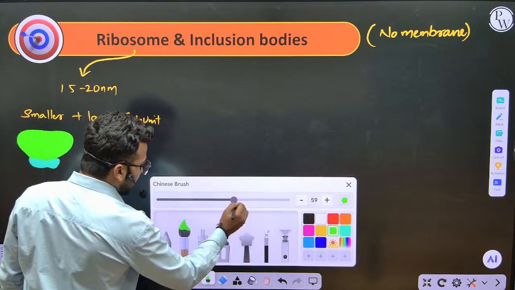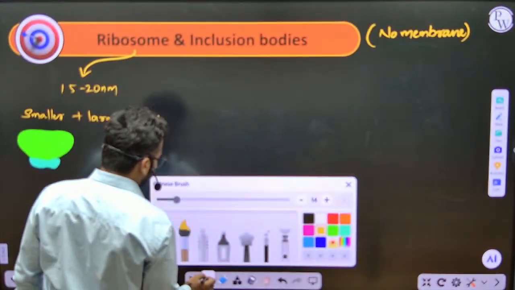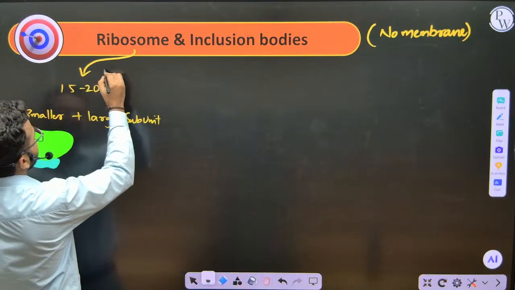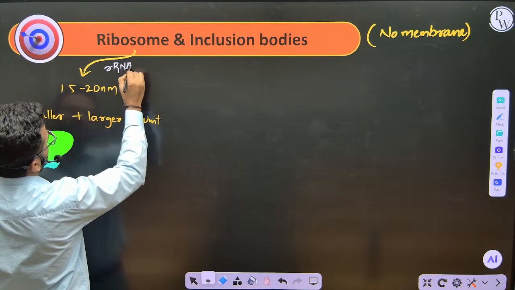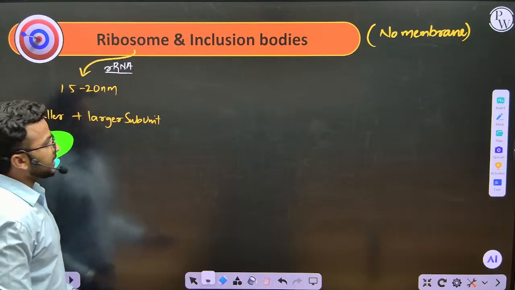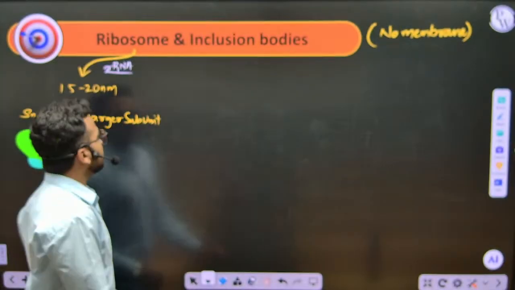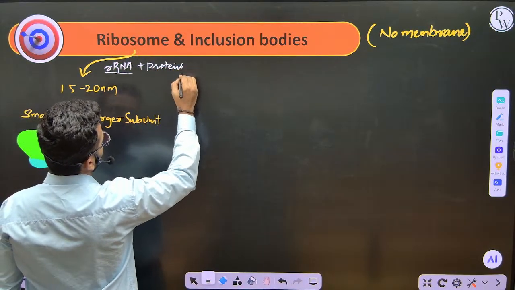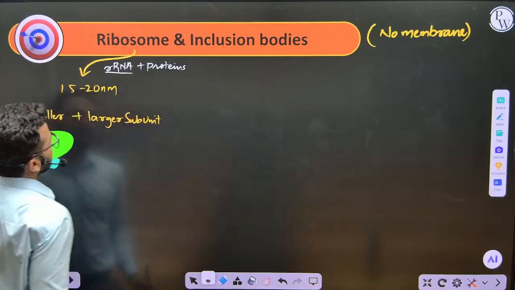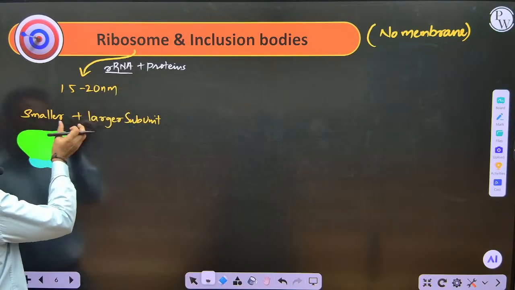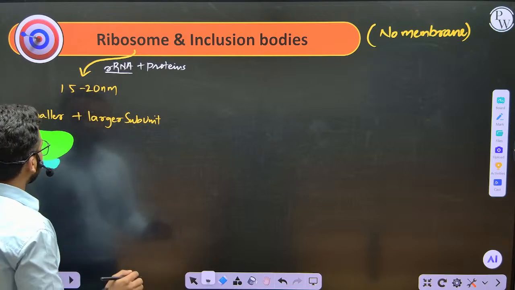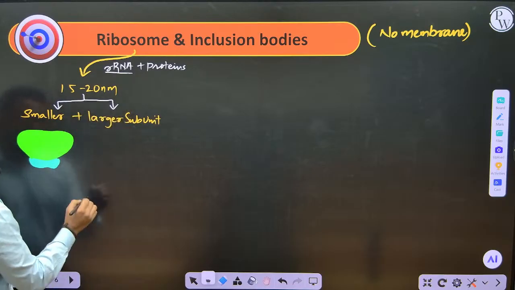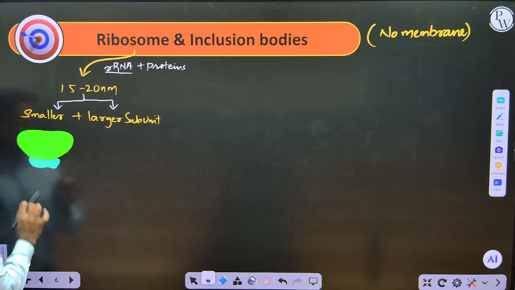Actually, what is the ribosome composed of? It is composed of two things. One is rRNA, a type of ribosomal RNA, where R means ribosomal. Ribosomal RNA plus some proteins are involved in it. Together they make the smaller subunit and the larger subunit. So this is the larger subunit here and the smaller subunit here.